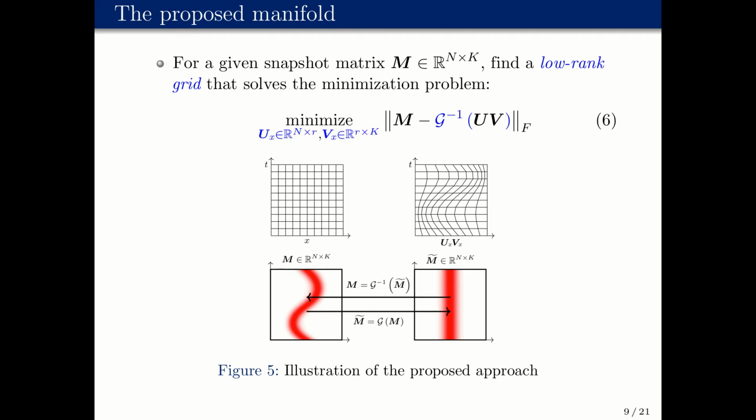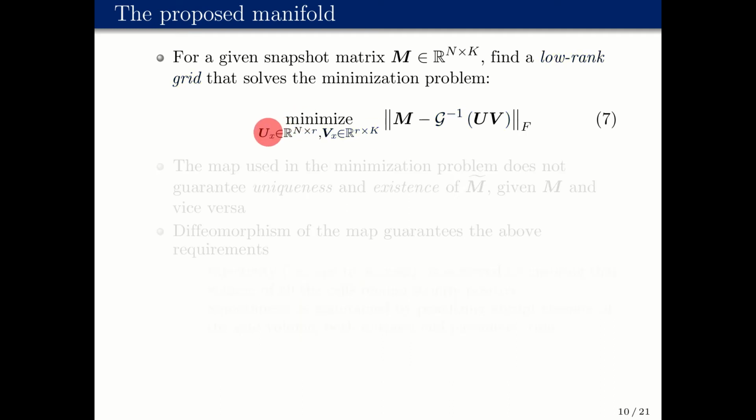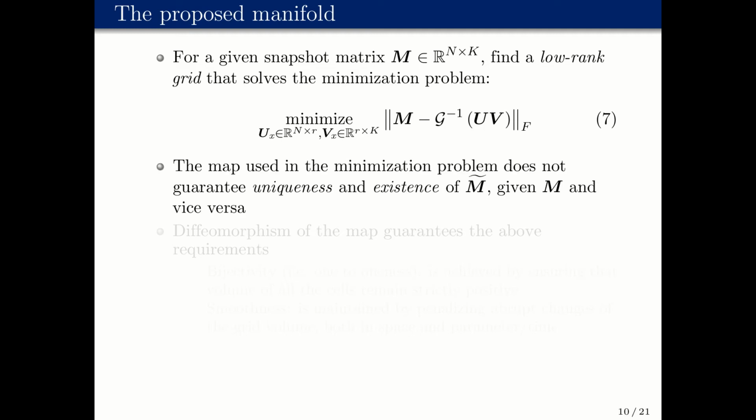We are minimizing over the grid points Ux and Vx, and we are minimizing that distance. But there's a problem with this formulation. The problem is that our mapping is not providing a unique M tilde. It might even not exist. So there is no guarantee of uniqueness and existence of M tilde given M, and vice versa.